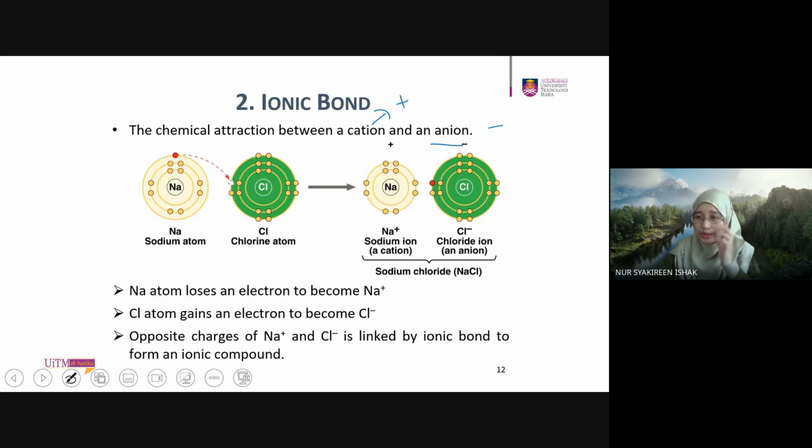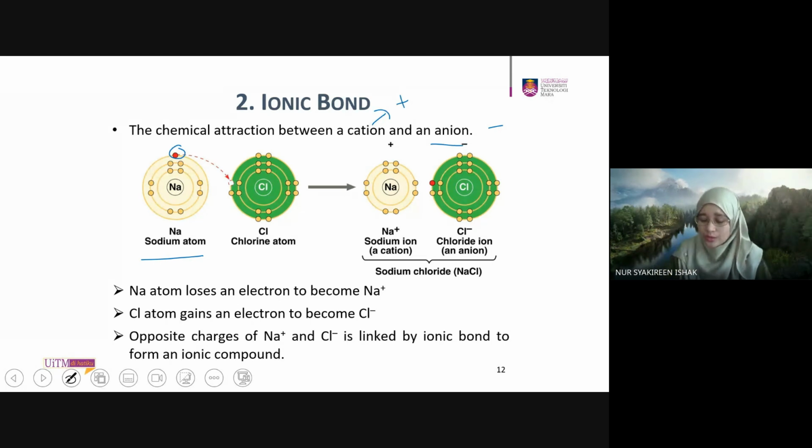So in the formation of covalent bonds tadi, kita tengok electrons are shared. But for ionic bonds, it involves atoms losing or gaining electrons, fully losing the electron or fully gaining the electron. For example, the sodium atom. As you can see, the valence shell has one valence electron kat situ kan. So instead of susah-susah dia nak cari another seven, it might as well let go of that electron kan.